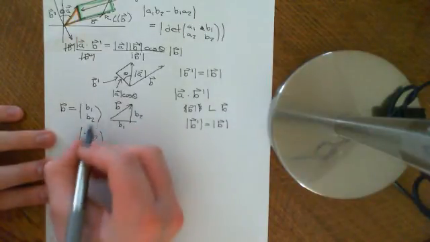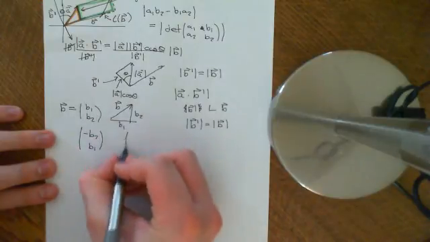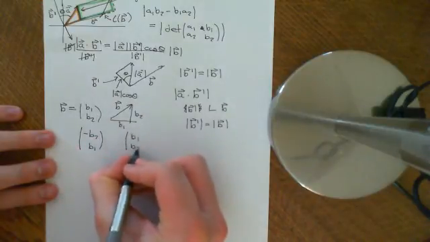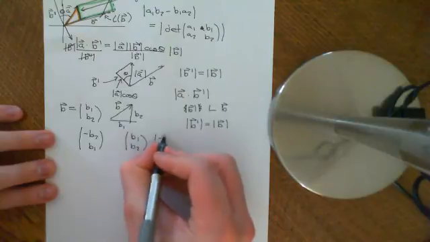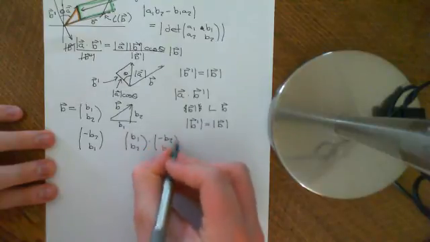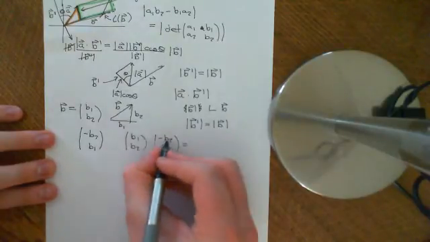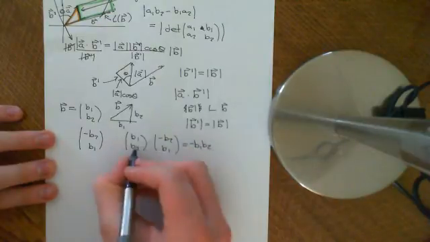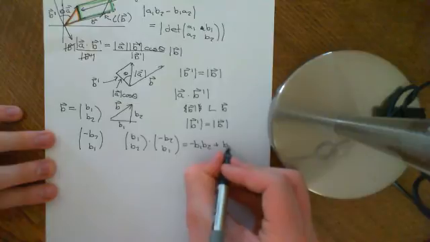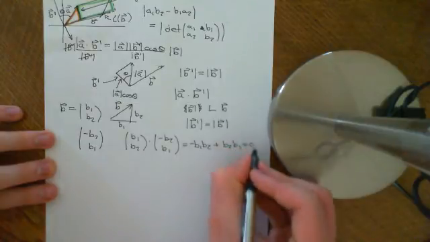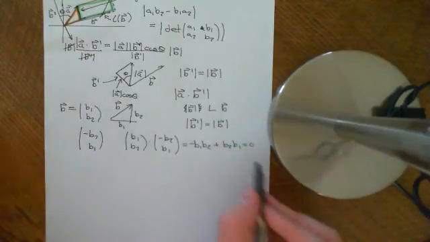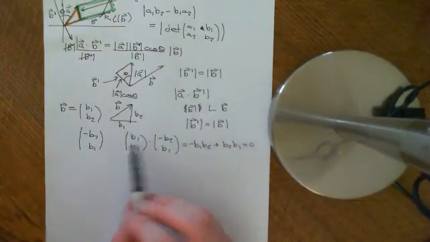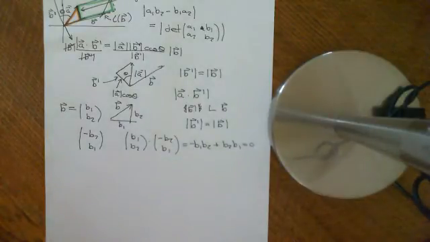The reason this is perpendicular is because if we take the dot product of B1, B2 with negative B2, B1, we multiply these two together, which gives us negative B1 B2, and these two together, which gives us plus B2 B1. I.e., you'll get 0, which is exactly the criterion for being perpendicular. If you've got two vectors which dot product together to give you 0, they are perpendicular.